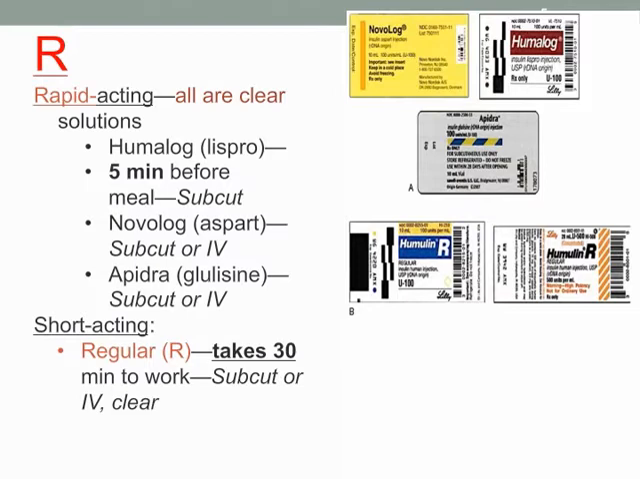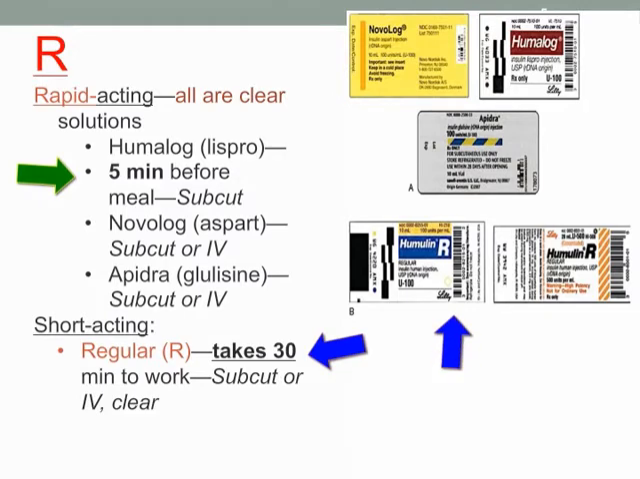Short-acting insulin is something that's called regular. It has an R on the box. It's Humulin, and it is clear. All of these are clear. They can be given, as I mentioned, subcutaneous or IV. However, we'll be concentrating on the subcutaneous. You'll see that the rapid acting is given about 5 minutes before a meal.